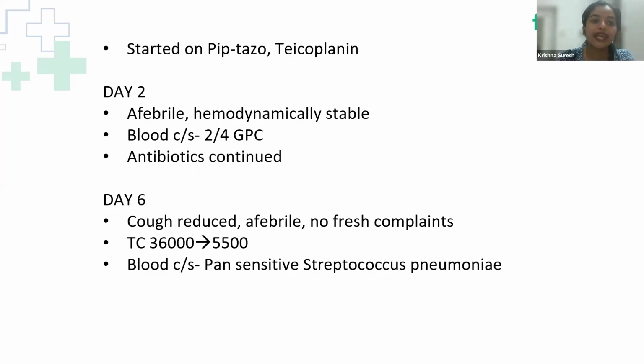MRSA. On day 2, patient was febrile, hemodynamically stable. Again, blood cultures were growing 2 bottles of GPCs. So the same antibiotics were continued. On day 6, cough reduced. Patient was afebrile and had no fresh complaints. Also, the counts reduced from 36,000 to 5,500, and the blood cultures were growing sensitive strain of Streptococcus pneumoniae.